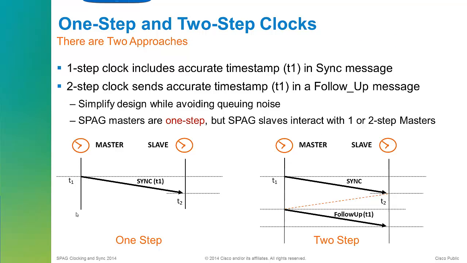We talked in part 2 about 1-step and 2-step, and here we see a 1-step clock on the left and a 2-step on the right. 1-step clocks are where you send out a sync packet and you put the timestamp that the packet was sent in the packet itself, the T1. In a 2-step, you send out the sync packet and don't worry about trying to timestamp it, and then you send a follow-up message which contains the value T1. A lot of master clocks are 2-step for various engineering reasons.